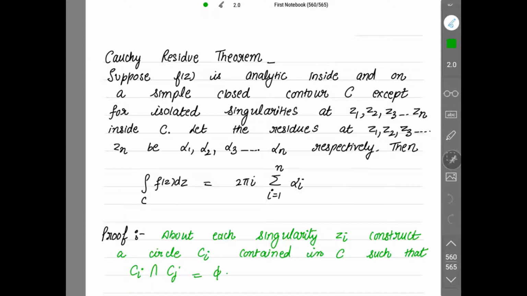Now, this is very clear: a singularity is where the function is not analytic, right? So let's start with the proof. About each singularity zi, construct a circle Ci contained in C such that Ci intersection Cj is equal to phi, right? So suppose we are having the singularities z1, z2, z3 inside the circle C. Keep in mind that these singularities are inside the circle C, right?